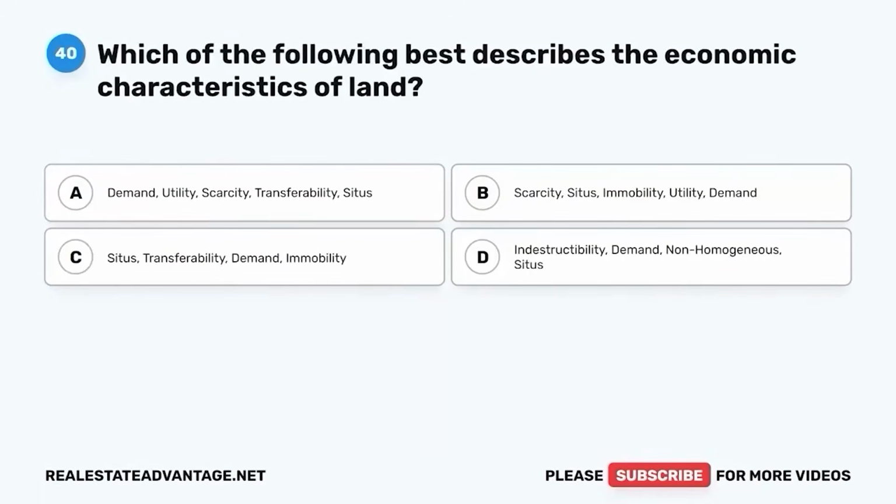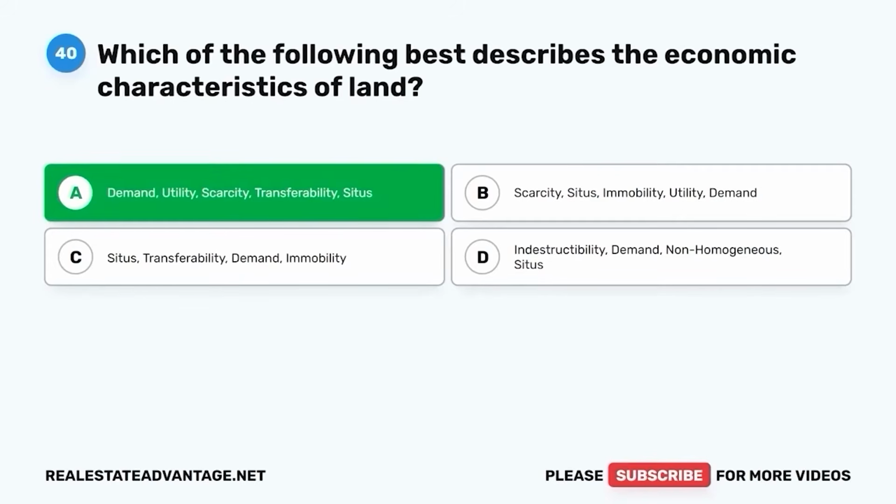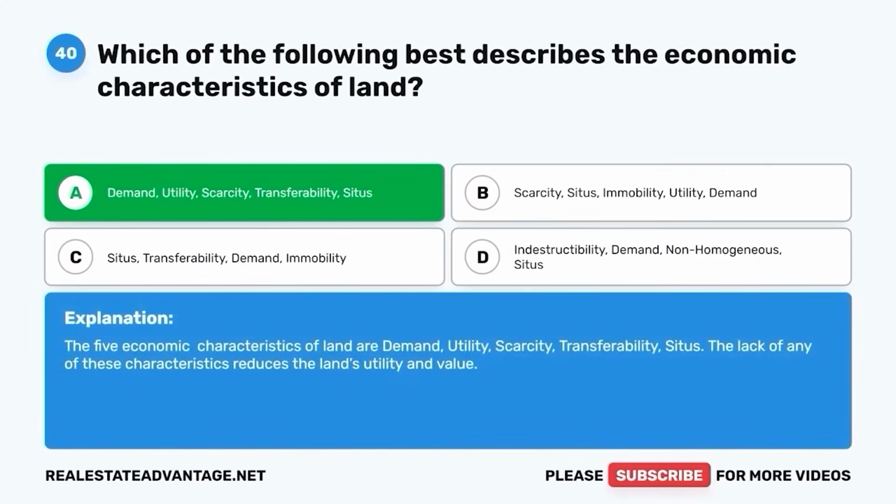Question 40. Which of the following best describes the economic characteristics of land? A. Demand, utility, scarcity, transferability, situs. B. Scarcity, situs, immobility, utility, demand. C. Situs, transferability, demand, immobility. D. Indestructibility, demand, non-homogeneous, situs. The correct answer is A: demand, utility, scarcity, transferability, situs. The 5 economic characteristics of land are demand, utility, scarcity, transferability, situs. The lack of any of these characteristics reduces the land's utility and value.